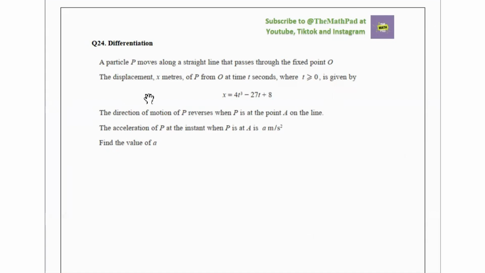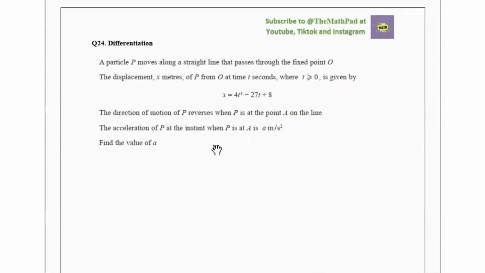So coming back to the question, it says a particle P moves along a straight line that passes through the fixed point O. The displacement x meters of P from O at time t seconds, where t is greater than or equal to 0, is given by x equals 4t cubed minus 27t plus 8. The direction of motion of P reverses when P is at the point A on the line. The acceleration of P at the instant when P is at A is a meters per second squared. Find the value of a.